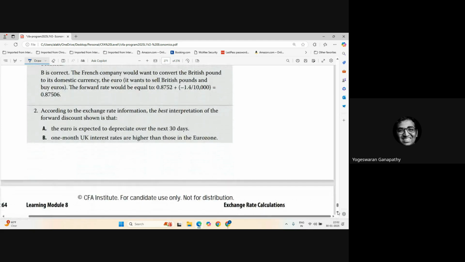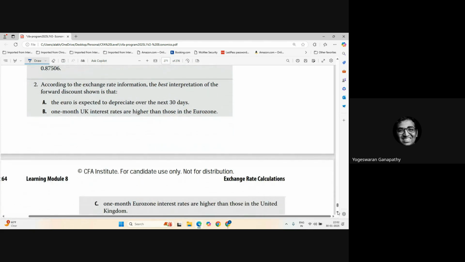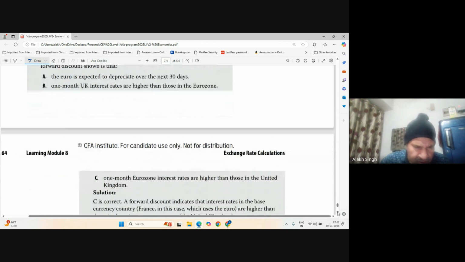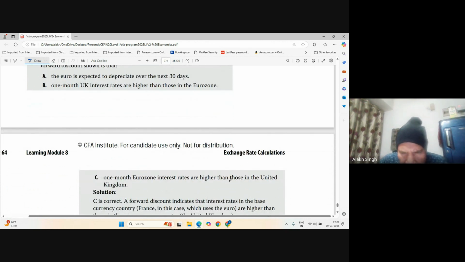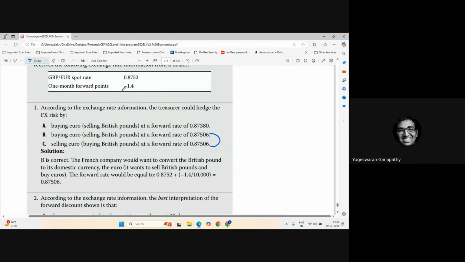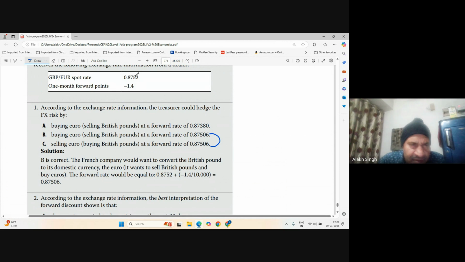According to the exchange rate information, the best interpretation of the forward discount is that the euro is expected to depreciate, or the euro is expected to appreciate, or the 1 month UK interest rates are higher than those in the eurozone, or 1 month euro interest rates are higher than those of the UK. Euro has depreciated, no? Here, the forward points are minus 1.4, so the euro has depreciated.